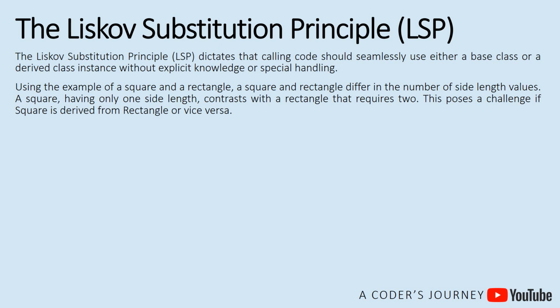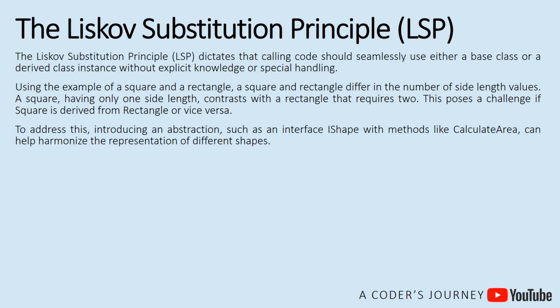You shouldn't implement a rectangle as the base class and then a square as a derived class, or vice versa. And I'm going to tell you why. To address this, introduce an abstraction like an interface. You're going to declare an interface called IShape with methods like calculate area, which can help you calculate the area of different classes, whether a rectangle or a square.